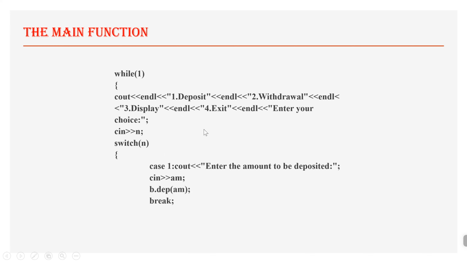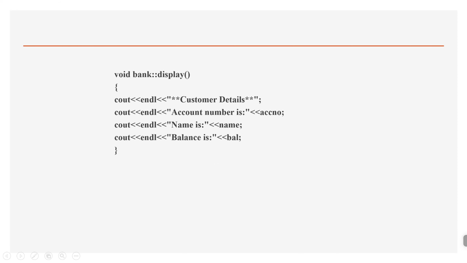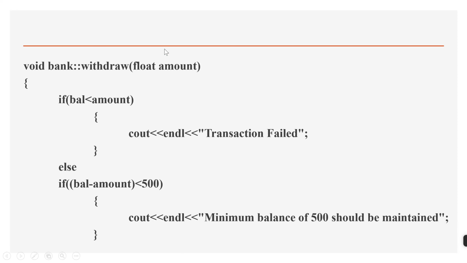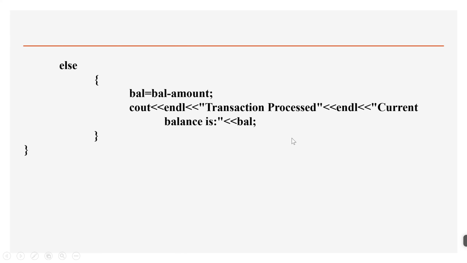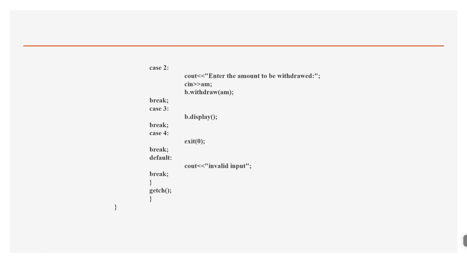One condition. Suppose my withdrawal is, say, 2000 rupees. In the second case, I'll take 2000 rupees. I want to withdraw 2000 rupees. Now this function will take the argument as 2000 rupees. What is the balance? 1500. Is it less than 2000? Yes. So it says transaction failed. It will go out. Withdrawal will not take place.